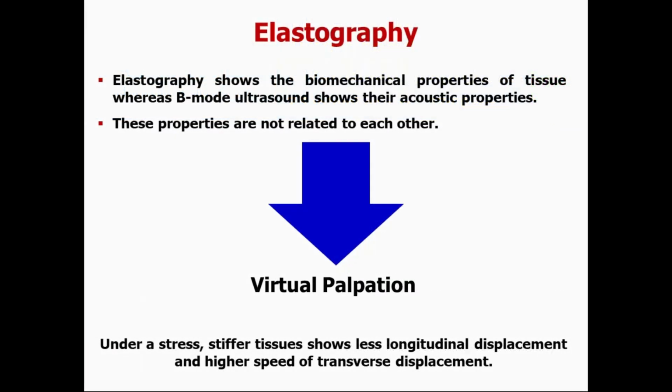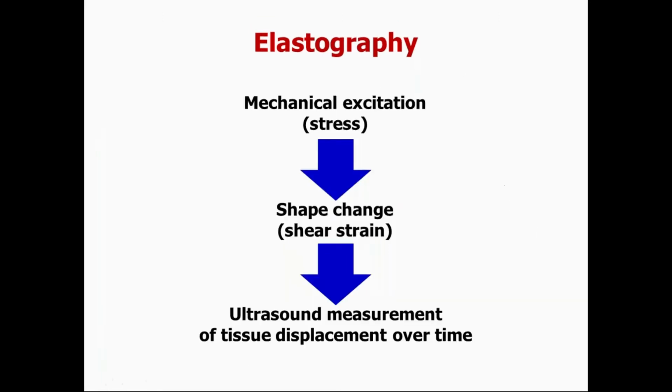Elastography technique shows the biomechanical properties of tissue, whereas B-mode ultrasound shows the acoustic properties of the tissue. These properties are not related to each other. Elastography can be seen as a virtual palpation. Under stress, the stiffer tissue shows less longitudinal displacement, and there is a higher speed of transverse displacement.